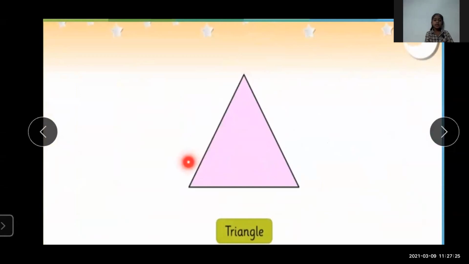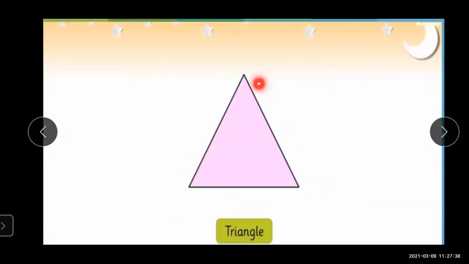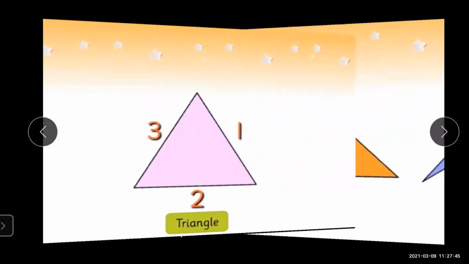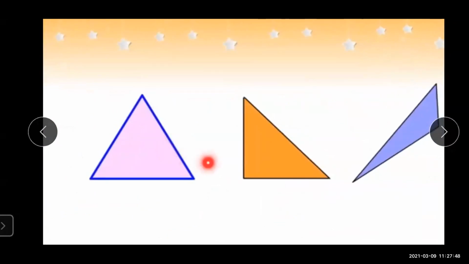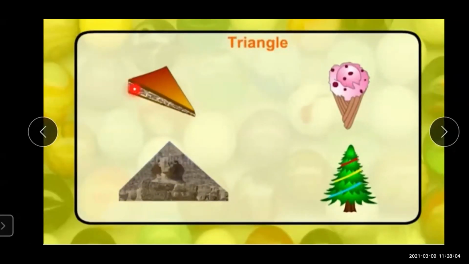Next, move on to triangle. Which shape is this? Triangle. A triangle has 3 sides and 3 corners. These 3 sides you can see in this picture. But this triangle can be of different types of shapes, like this. Examples of a triangle are a piece of a sandwich and a slice of pizza. Some more examples are a piece of cake, a pyramid, an ice cream cone, and a Christmas tree.